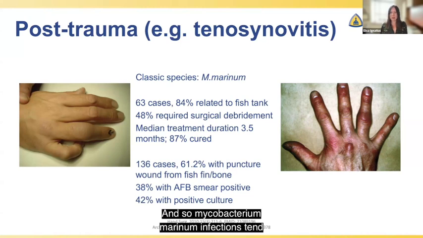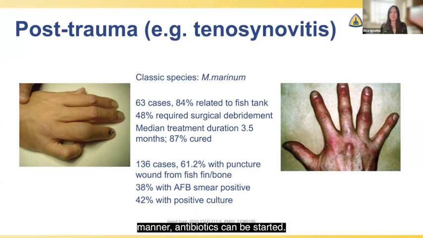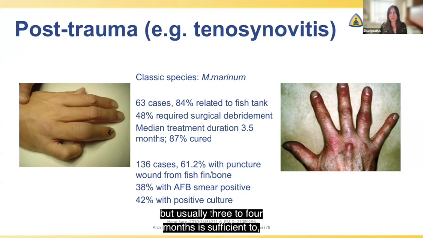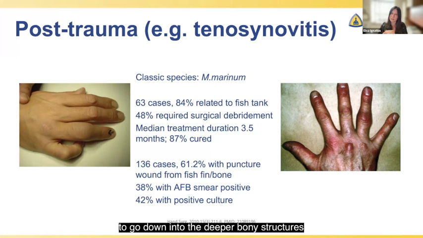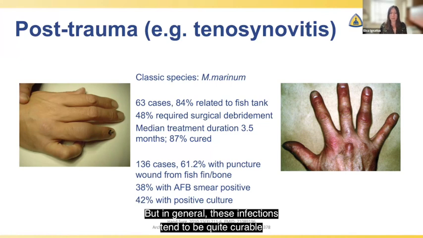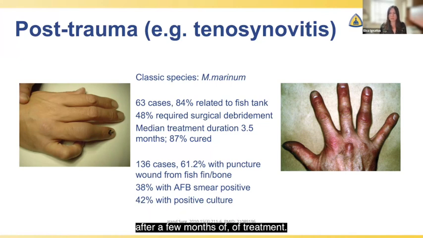And so Mycobacterium marinum infections tend to cause these granulomas and nodules to form in the subcutaneous tissue. Generally, if these infections are identified in a timely manner, antibiotics can be started. Sometimes operative debridement is necessary, but usually 3 to 4 months is sufficient to cure these infections. Of course, every patient is different. If there's immunosuppression or if the infection starts to go down into the deeper bony structures, that can sometimes end up extending the treatment duration. But in general, these infections tend to be quite curable after a few months of treatment.